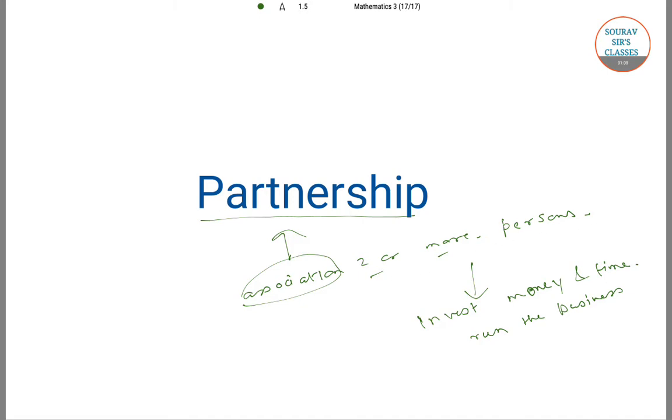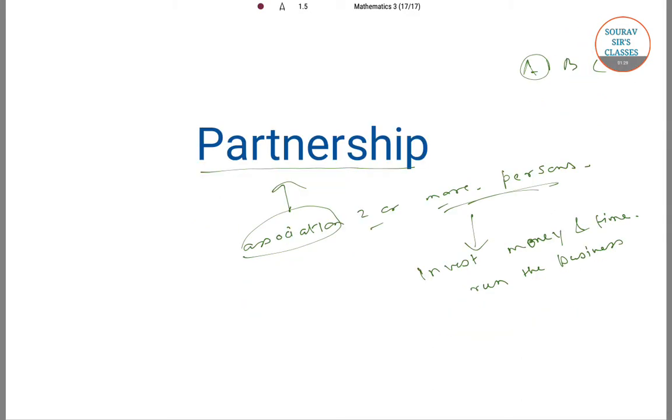Like, suppose a business is run by three partners A, B, C, then A is partner of B and C, B is partner of A and C, and C is partner of A and B. So these persons are mutually called partners. Now this partnership is of two types. One is simple partnership and other is compound partnership.